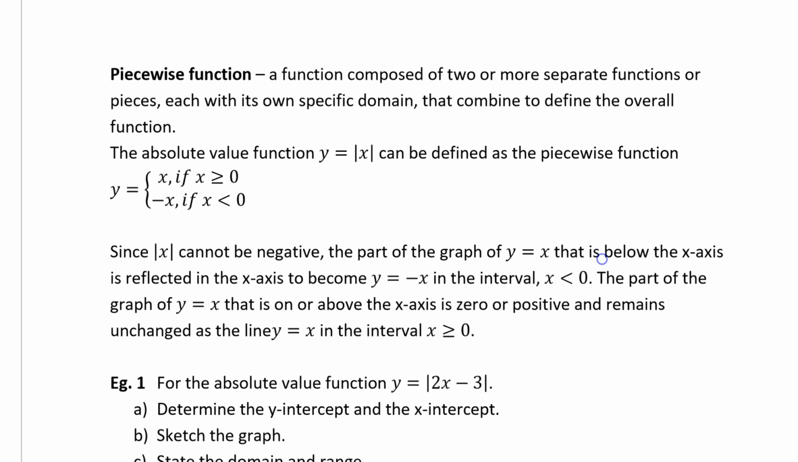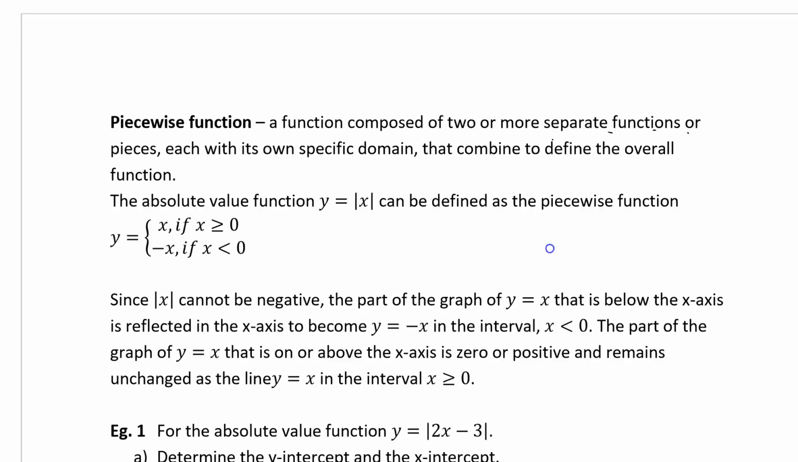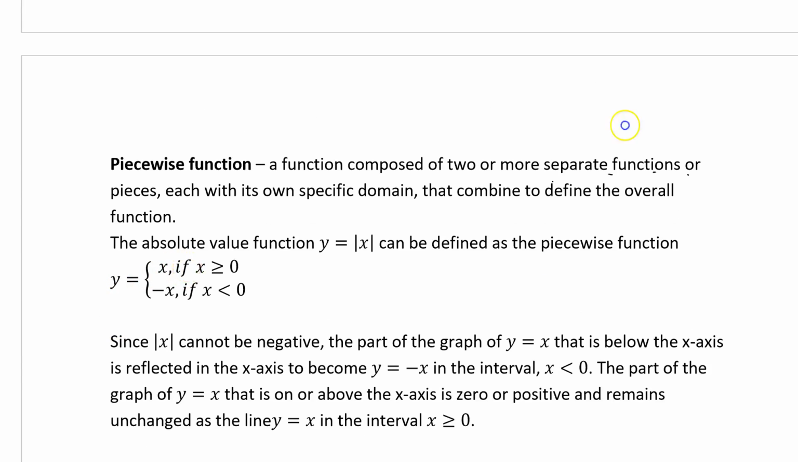A piecewise function is a function that is composed of two or more separate functions or pieces. That's why we call it piecewise. Each with its specific domain that combine to define the overall function. Now, because we have two very distinct shapes and directions here, we have to sometimes define them differently. So the absolute value function y equals the absolute value of x can be defined as the piecewise function y equals x if x is greater than 0.